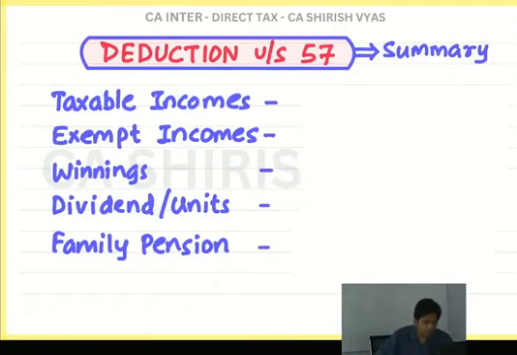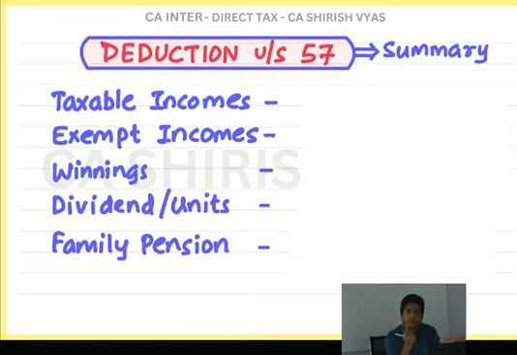Theory is getting over. So there are 5 points you have to remember. Tell me what are the 5 points. Taxable income, deduct all expense. Feel my tone. Taxable income, deduct all expense. Exempt income, ignore all expense. Winnings also ignore all expense. Dividend and mutual fund, deduct only one expense.